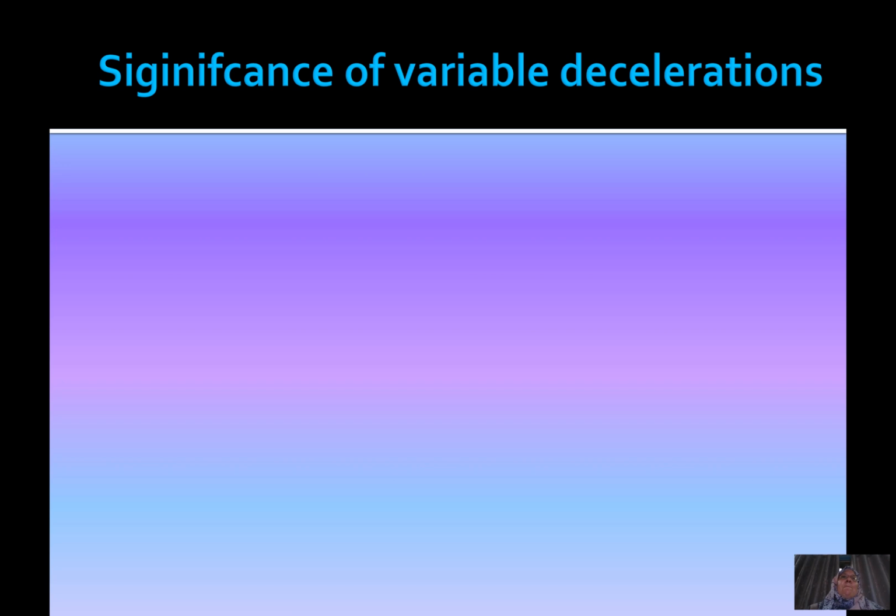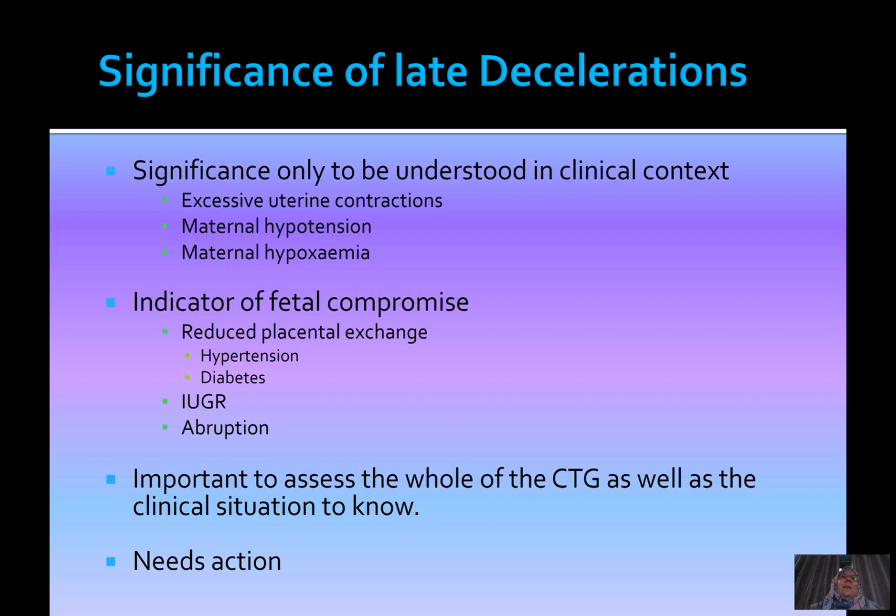Finally, we come to the last form of decelerations, the variable decelerations. Variable decelerations are the most common type of decelerations on a CTG, and I will excuse you if you're not sure what type of deceleration you see on a CTG. Then you should always say variable deceleration, because it's most likely to be variable deceleration in that case.